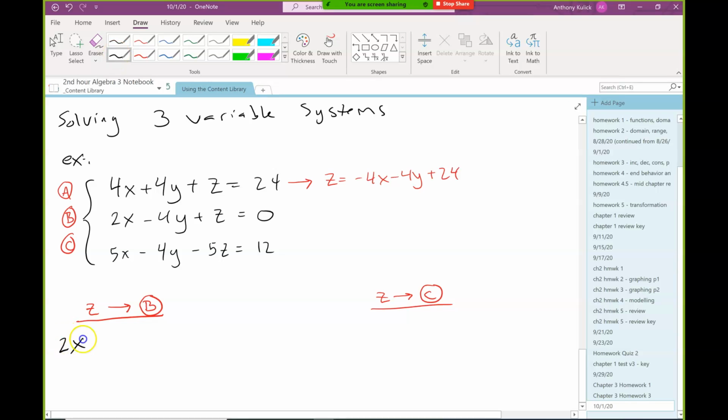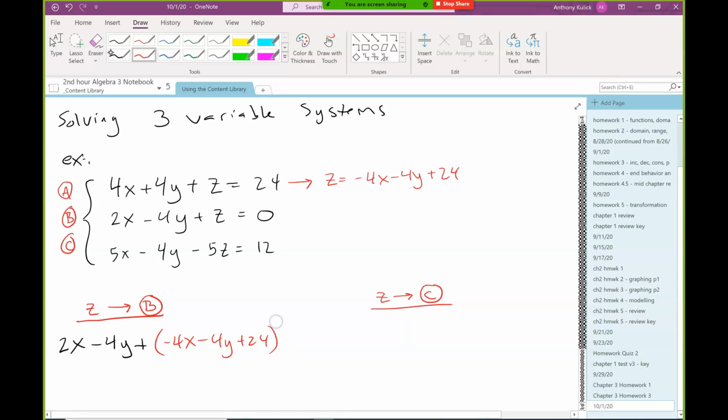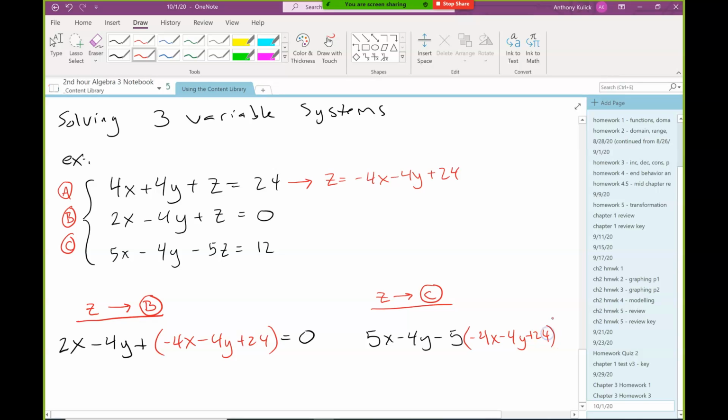So B is then 2x minus 4y plus, but instead of z, I'm going to write negative 4x minus 4y plus 24. And then I still have the equal 0. Similarly, for equation C, I have 5x minus 4y minus 5, but instead of times z, I'm going to put minus 4x minus 4y plus 24, and that's still equal to 12.